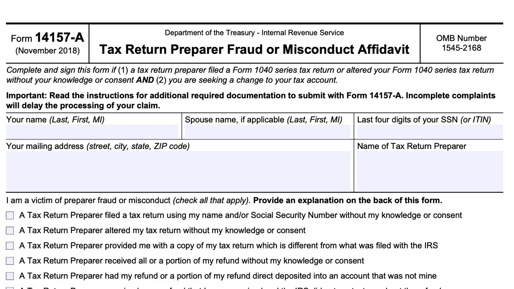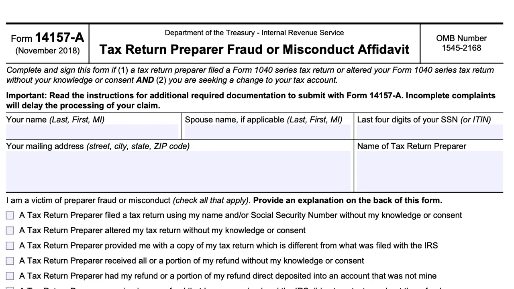We're going to be going over IRS Form 14157-A. This is the tax form used by a taxpayer to report their tax return preparer for fraud or misconduct. This is a signed affidavit, and we'll go into some details.